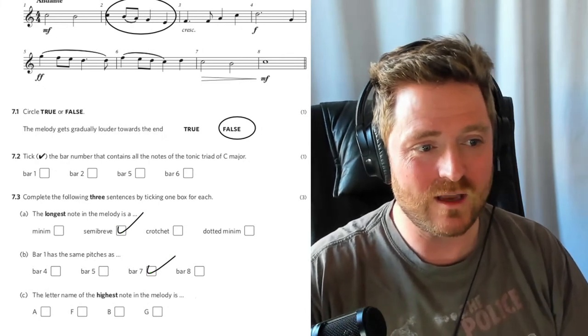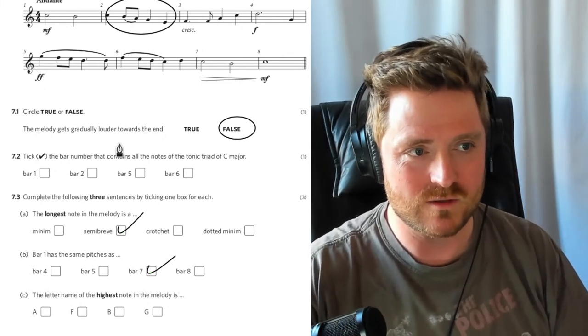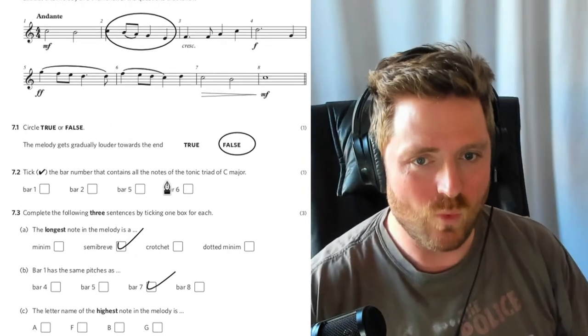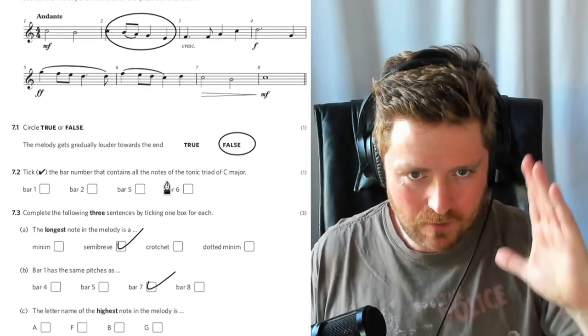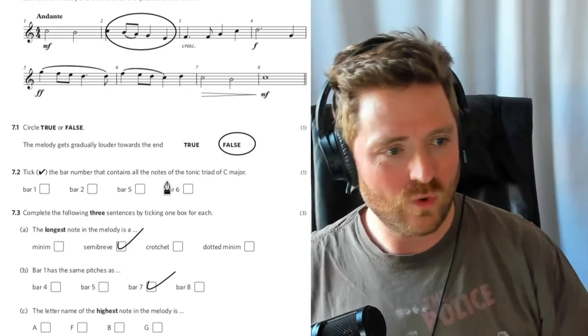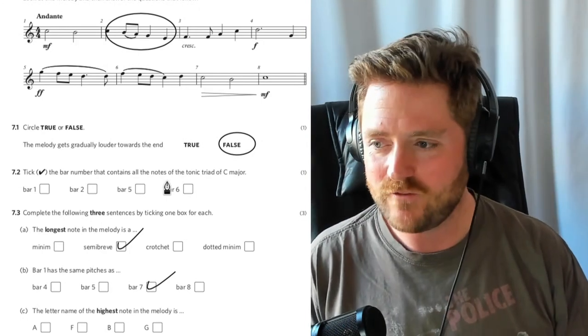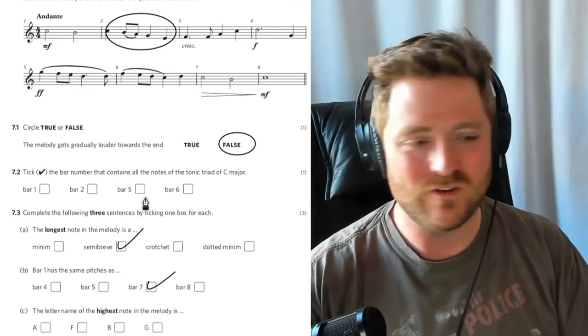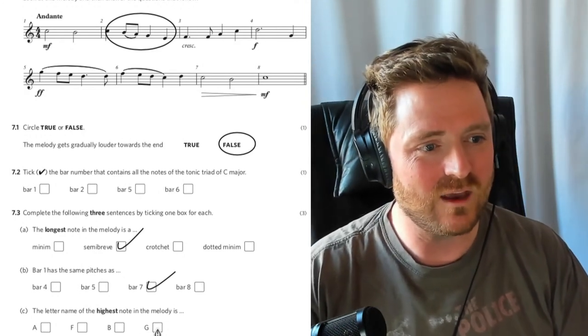The letter name of the highest note in the melody. What's the highest note? Well, have a look. It's so visual. You can see where is the highest note. Where's the peak of the melody? And what is it? Let me know. Is it an A, an F, a B, or a G? There you go. Well done, everybody. It's a G. There we go.